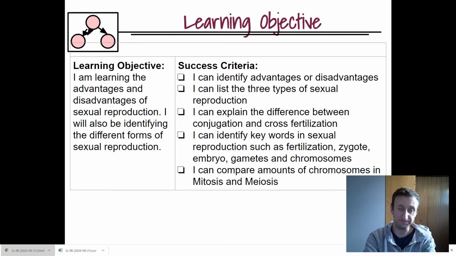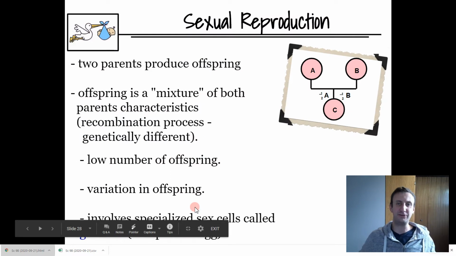We're going to talk about 3. So at the end of this, you'll know that you are succeeding if you can identify advantages or disadvantages of sexual reproduction, list the 3 types of sexual reproduction, explain the differences between conjugation and cross-fertilization, identify keywords such as fertilization, zygote, embryo, gametes, and chromosomes, and if you can compare the amounts of chromosomes in the processes of mitosis and meiosis, kind of surface level stuff on that. So let's get into it.